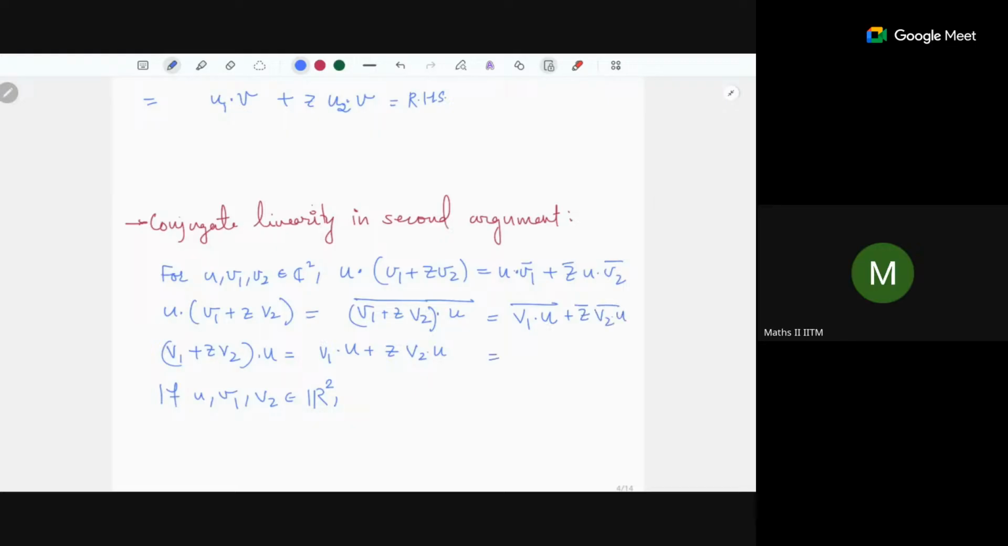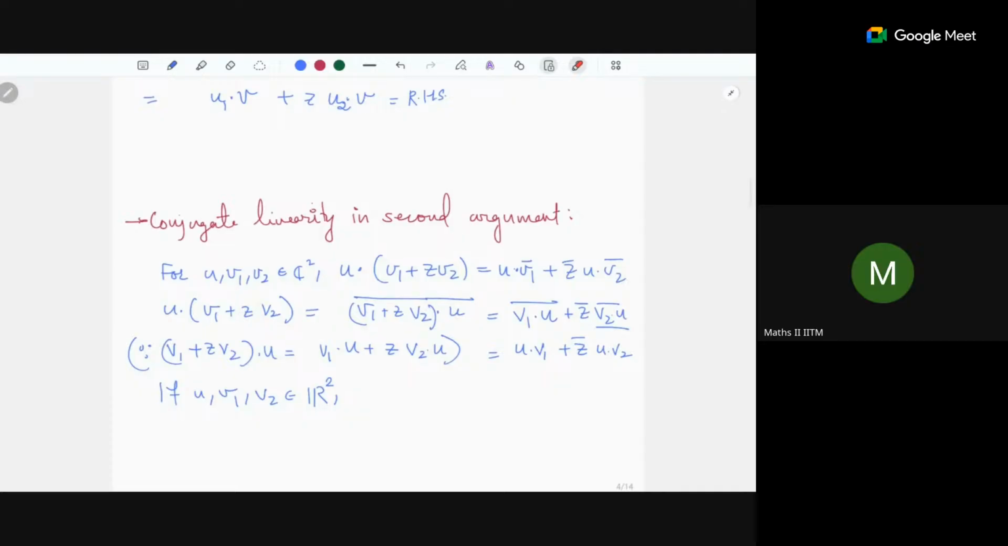Now, what is this? This is nothing but u dot v1 plus z bar times u dot v2. So you will get this expression. This is what is called conjugate linearity. Why conjugate? Because this expression is equal to this, but the only difference is that z bar will come out instead of just z.